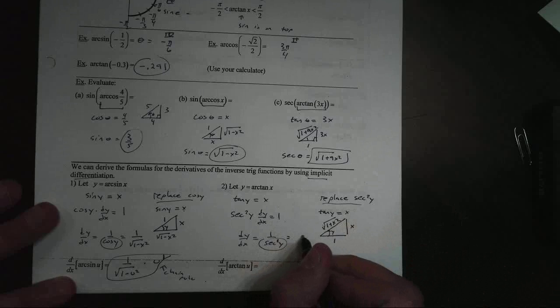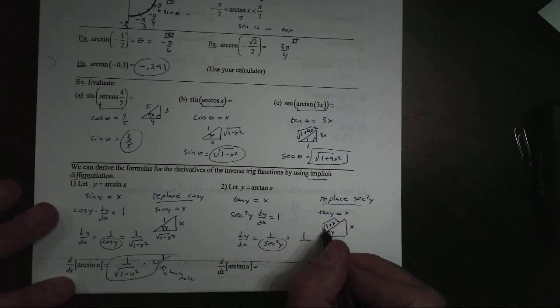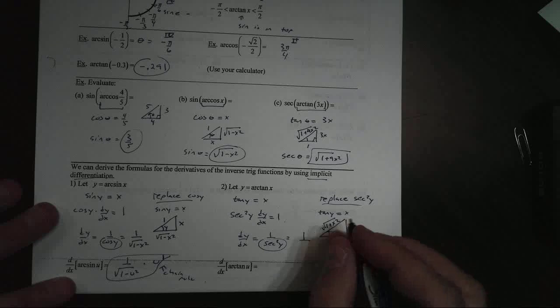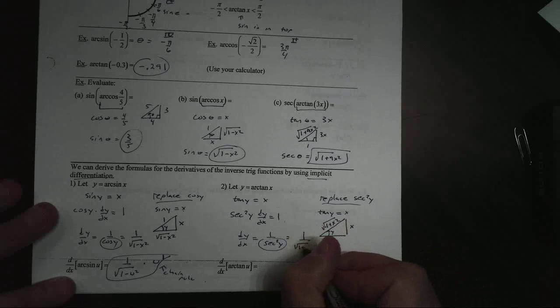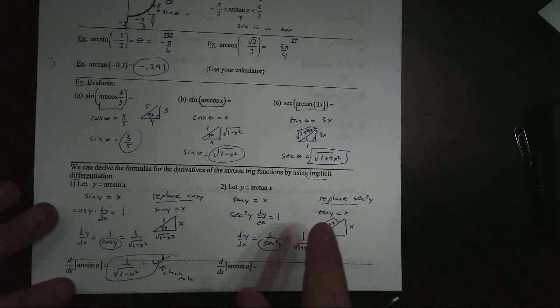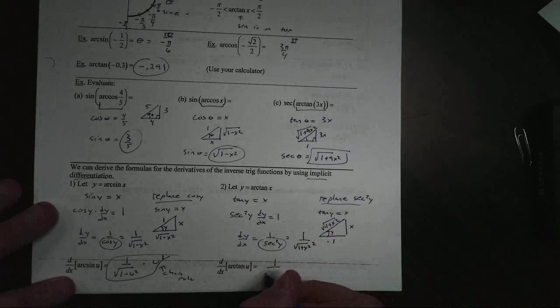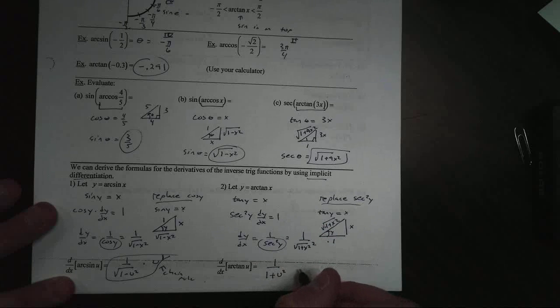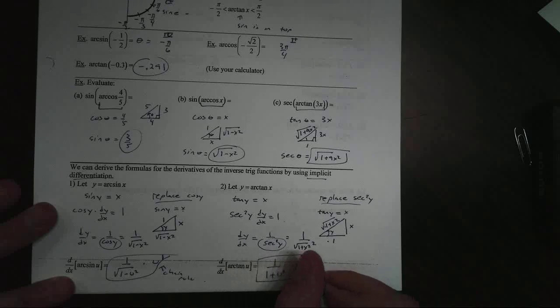So I can replace this. Now, be careful. Secant is hypotenuse over adjacent. Don't worry about the adjacent, it's just 1. So I'm going to get this square root of 1 plus x squared, squared. And if you notice, the square roots cancel, and we're left with 1 over 1 plus u squared. Now, we're going to replace the x with u, and because of chain rule, we multiply by u prime. That's our chain rule.